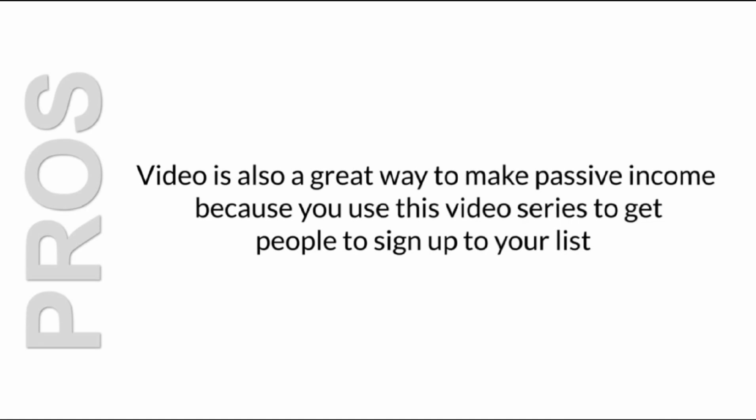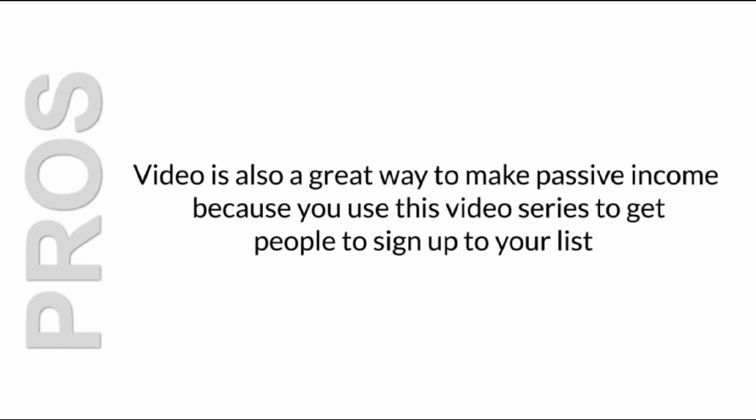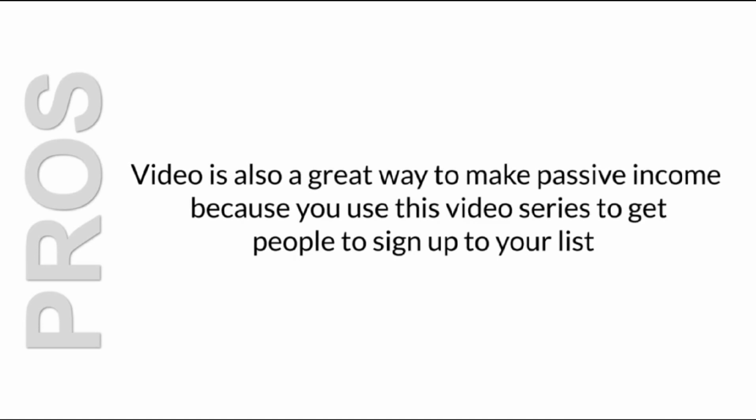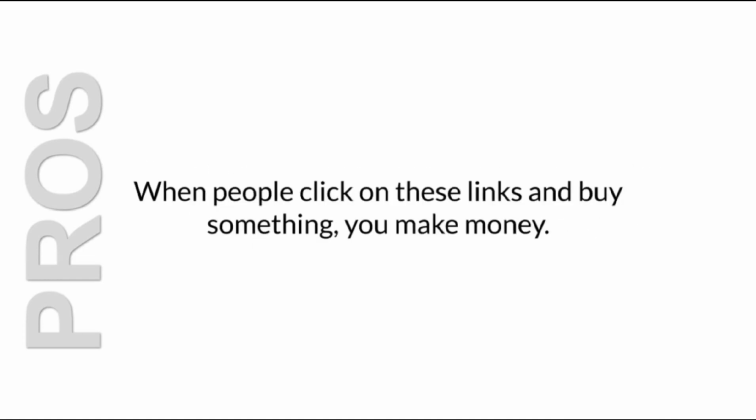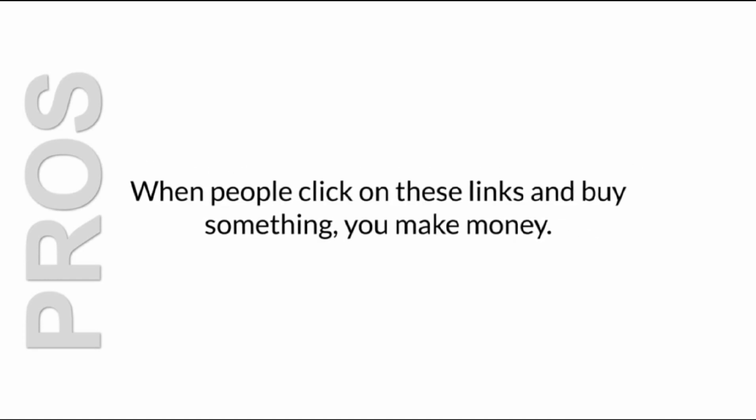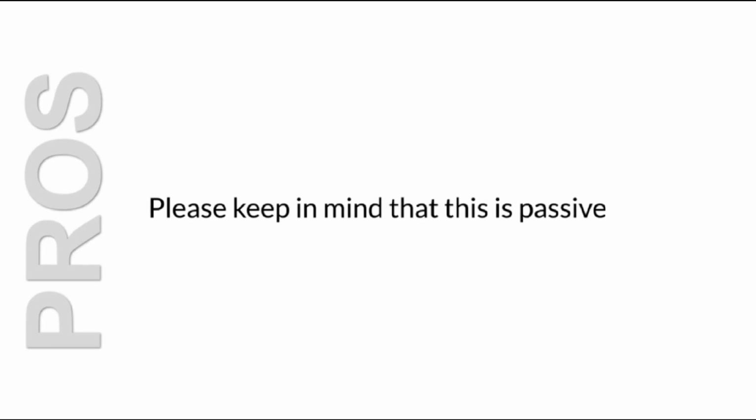Video is also a great way to make passive income because you use this video series to get people to sign up to your list. And if you chop them up into small enough pieces, they actually get all excited about your next email. So, they'll always be on the lookout for your next email, and once you get them to open your email, you can hit them with affiliate links. When people click on these links and buy something, you make money. Please keep in mind that this is passive.